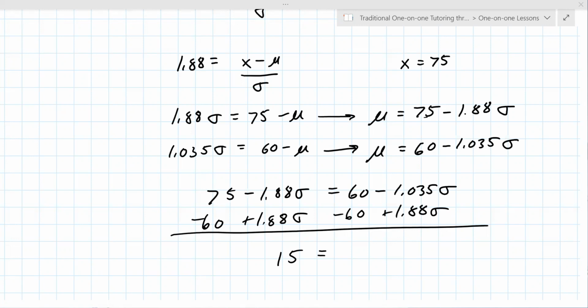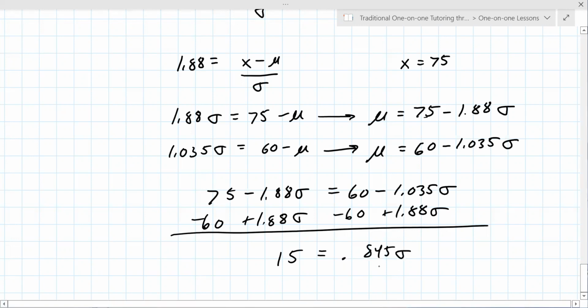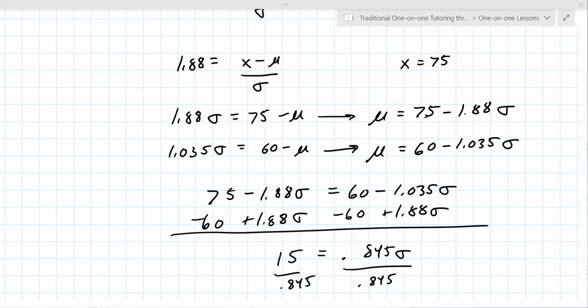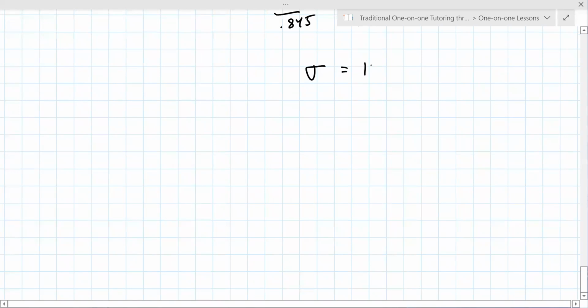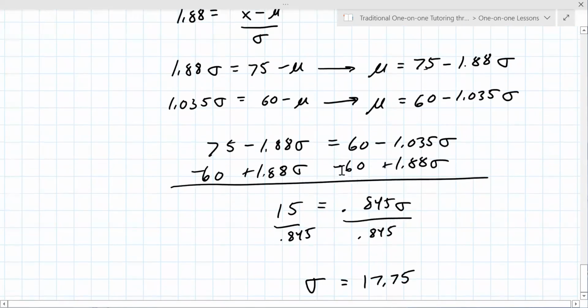It depends if you went out to another decimal place or not. But then you divide by 0.84 or 0.845. You should get really close to what we had in the previous problem. You get sigma is 17.75 roughly. And again, I'm going to send you a PDF of the notes at the end. So if you don't get all this down, you can look at it later.